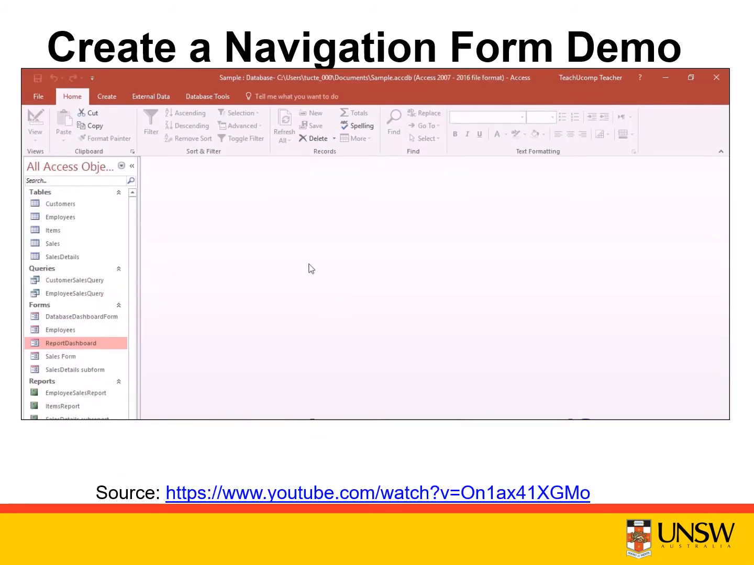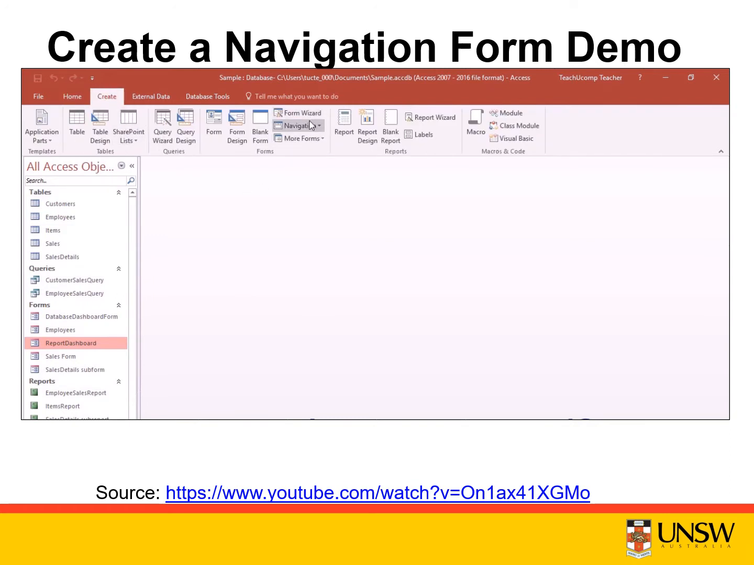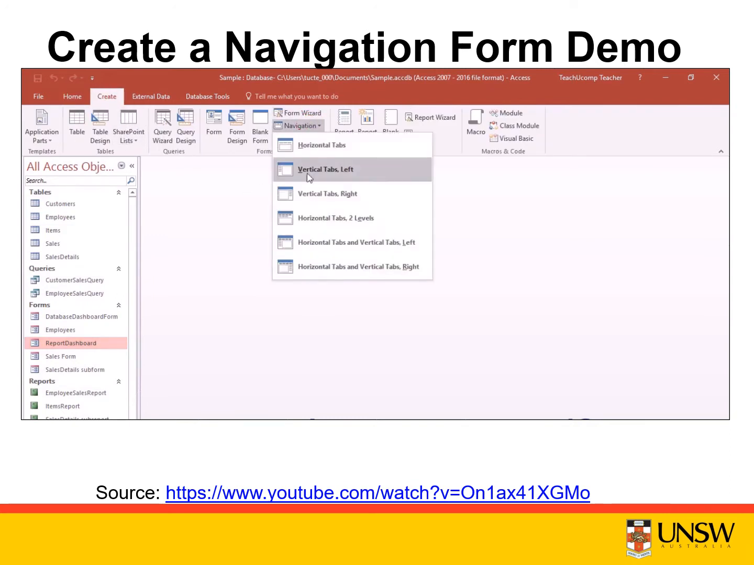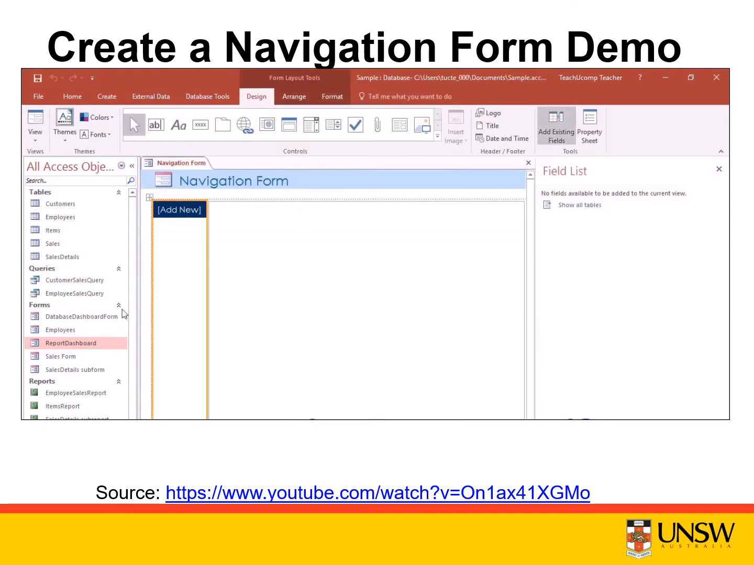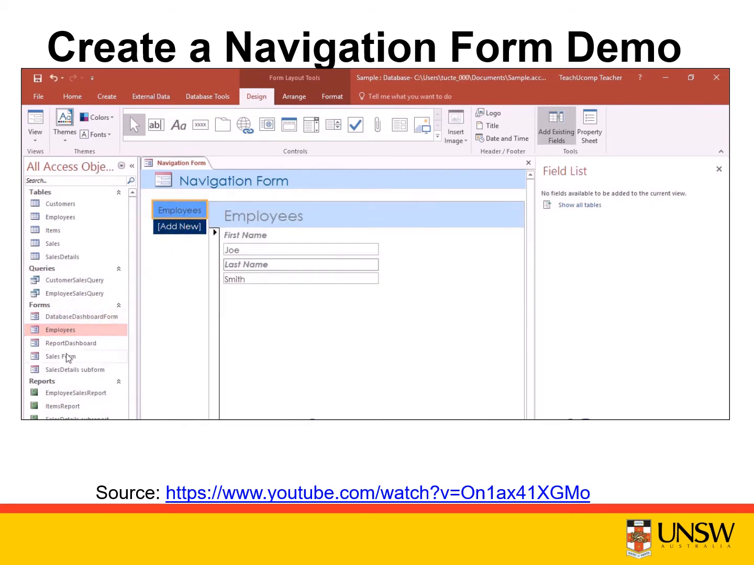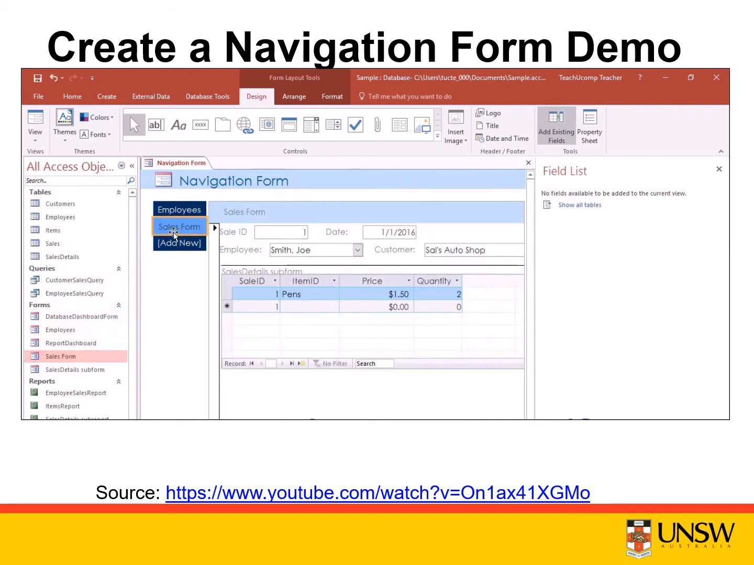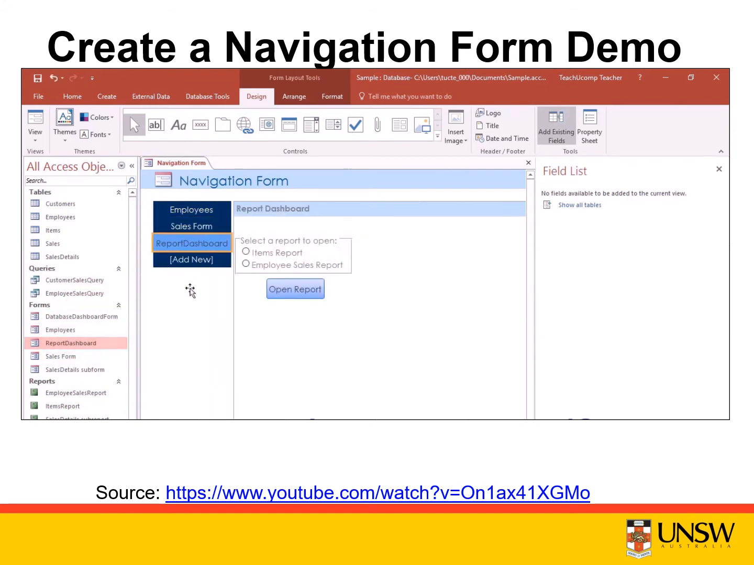To create a navigation form, click the navigation button that appears in the Forms button group on the Create tab within the ribbon. Then select the desired style of navigation form you want to create from the drop-down listing that appears. Next, click and drag the desired database objects for which you want to create buttons on the navigation form from the navigation pane into the Add New section of the navigation form. As you drop the items into this section, Access automatically creates button links to the objects and shows the objects within the designated section in the navigation form. When you're finished adding objects to the navigation form, click the Save button in the Quick Access toolbar to save it.